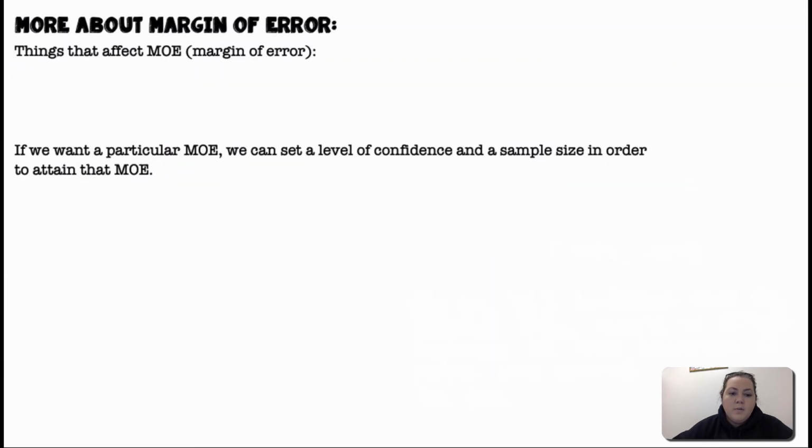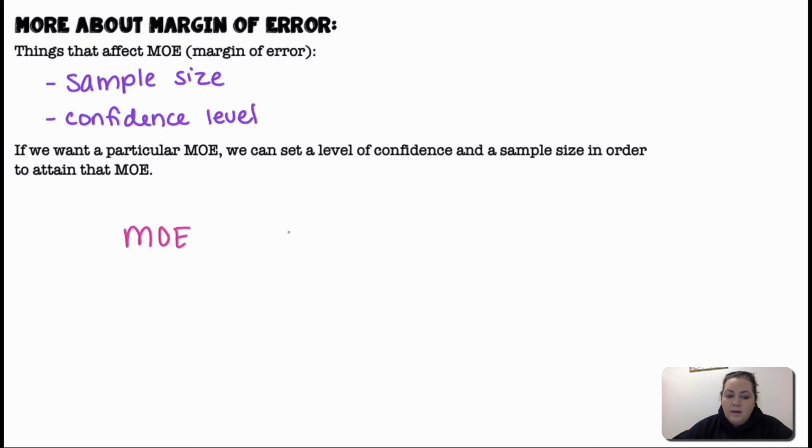All right, so some more about margin of error. Things that affect the margin of error, or MOE, are sample size and the confidence level. If we want a particular margin of error, we can set the level of confidence and the sample size in order to obtain that margin of error. The formula for finding margin of error is z star times the square root of p hat times 1 minus p hat over n. So it's your critical value times your standard error.